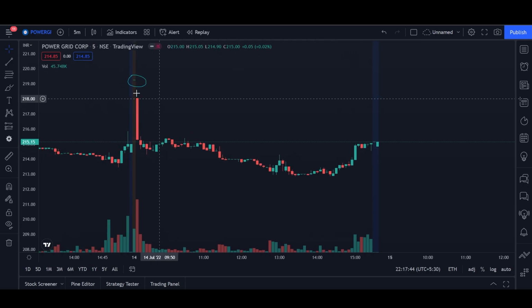Correct. As we can see, there was a very big bearish candle. So this is not supposed to be our entry. This is not a very safe place to enter.